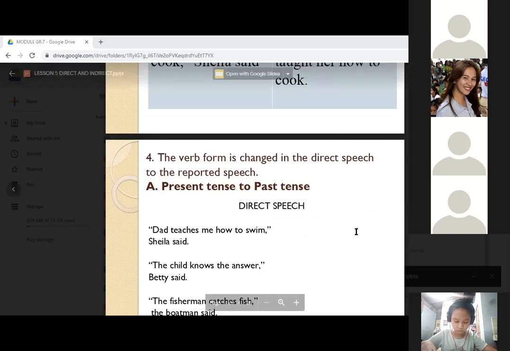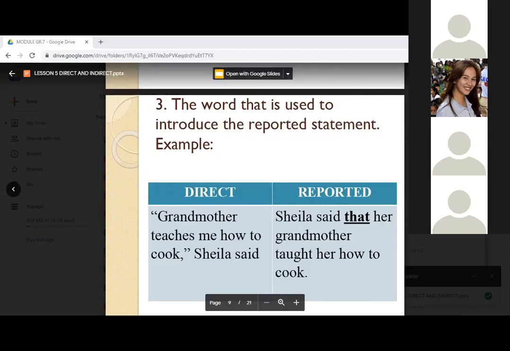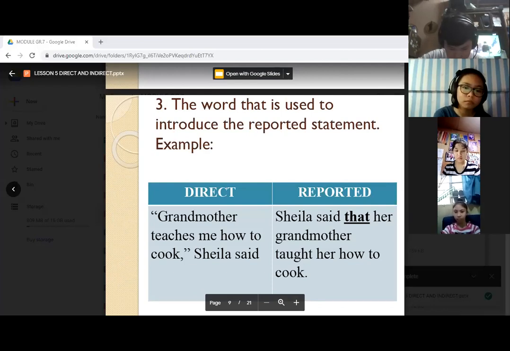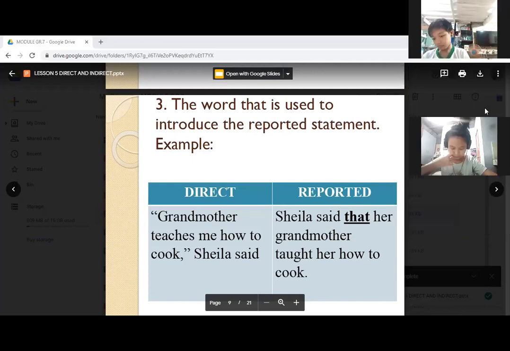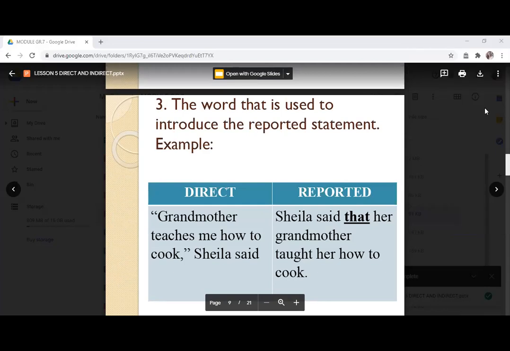Ayan. So in step number 4, it's not really complicated, but you need to understand it better. According to this, the verb form is changed from direct speech to reported speech. Okay, take a look at the example. This is the direct speech. Grandmother teaches me how to cook. Sige nga. Can you please tell me what is the verb, or the present tense of the verb in the direct speech that was changed when it was converted to reported speech? In Tagalog, ano daw yung verb doon sa direct speech na ginawa mong past tense nung ginawa na siyang reported? Sige nga, anyone? Anyone nga?